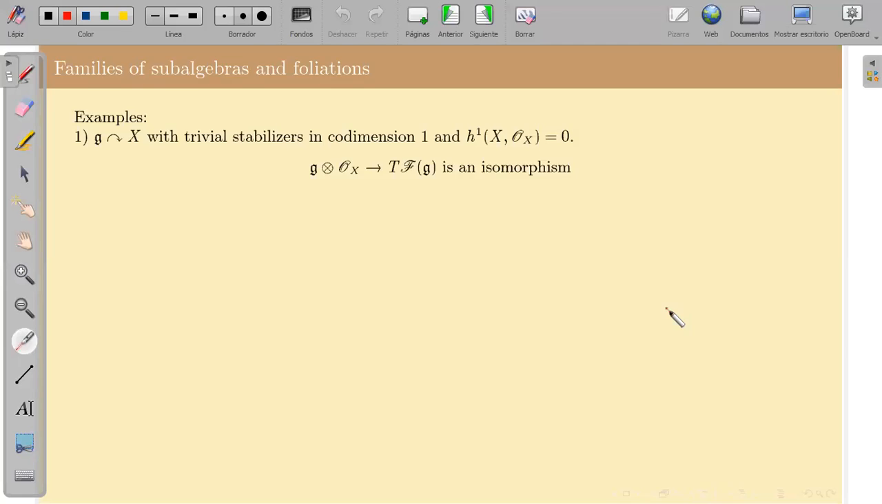Well, of course, if we have an action with trivial stabilizers in dimension 1, just as in the work of Huckermann and Pereira, and we require the structure sheaf to have first cohomology 0, then this morphism right here that we knew was only an epimorphism will be an isomorphism, and therefore the hypothesis will hold.